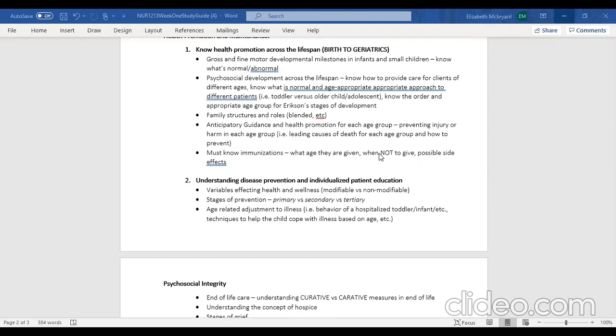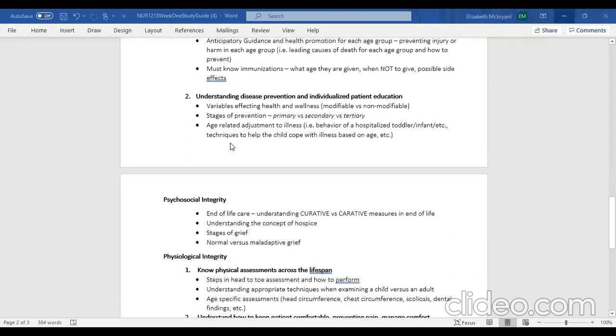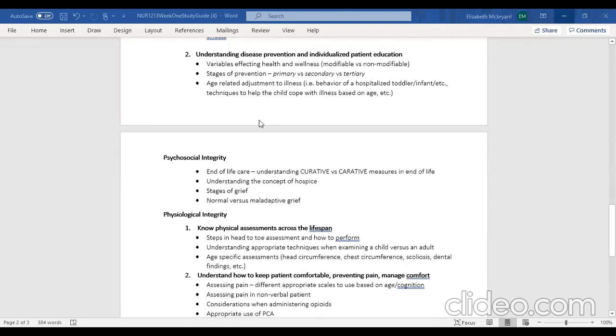But basically, you need to be aware of immunizations, when they're given, contraindications, when not to give it. What's not appropriate for a pregnant woman or immunocompromised person. Understanding disease prevention and individualized patient education. So understanding the different variables that affect health and wellness, modifiable versus non-modifiable. What's the difference? Stages of prevention. What is primary? What counts as secondary?